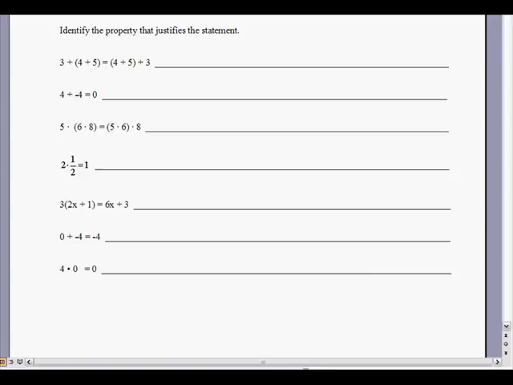Identify the property that justifies the statement. In the first example, we have 3 plus 4 plus 5 is equal to 4 plus 5 plus 3. Since the 3 has been moved from the front to the back, that's what we call the commutative property.